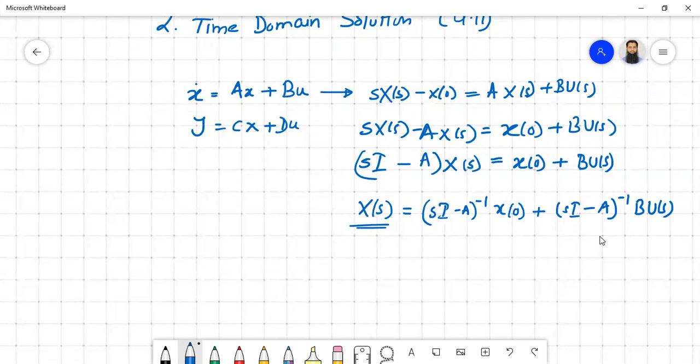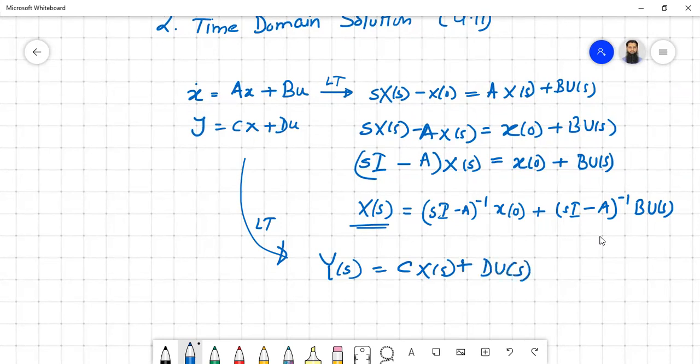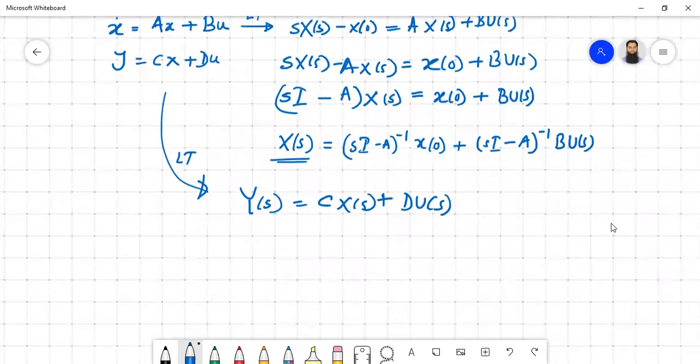And as we said, our ultimate objective is to find the output. So now you take the Laplace transformation of the output equation as well. What you are going to get is Y(s) equal to CX(s) plus DU(s). Once we know the state solution, we simply replace it into this one, and eventually figure out the value of our output Y(s). So this is the ultimate objective.